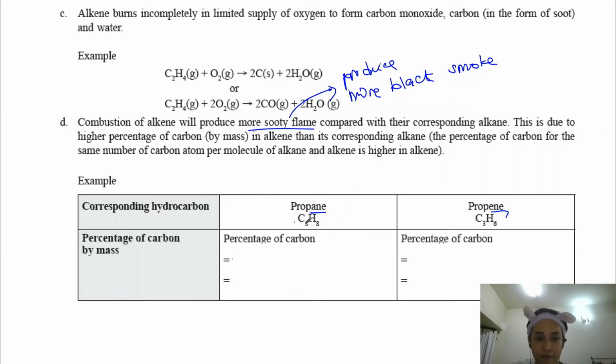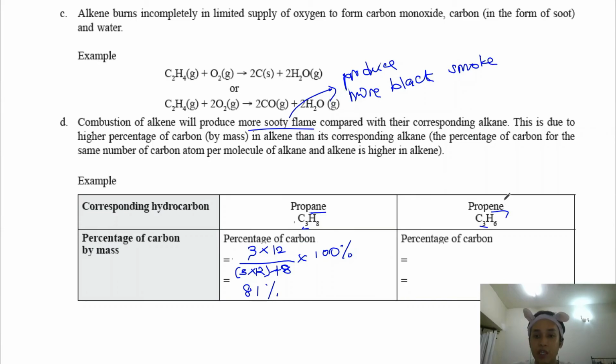So propane, propene, both have 3 carbons. Okay, both have 3 carbons, but the percentage of mass of the carbon in these two compounds are different. So we calculate the percentage of carbon by mass. So how we calculate is that we calculate the total mass of carbons divided by the total molar mass of the molecule. So here I have 3 carbons, and each carbon the mass is 12 divided by the total molar mass here. Okay, so 3 carbons multiplied to 12 plus 8. Right, because each hydrogen is 1, and then we are going to multiply to 100%. Alright, so this one if you calculate, I think you should get around 81% if I'm not mistaken.